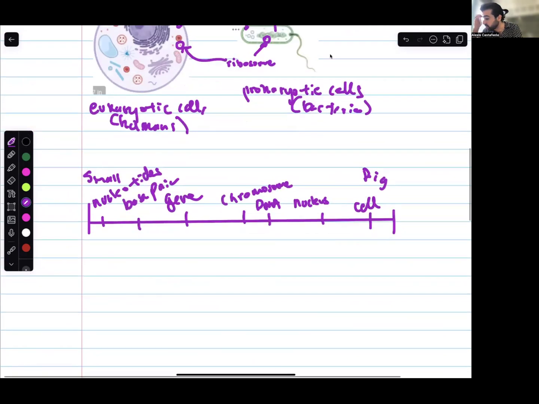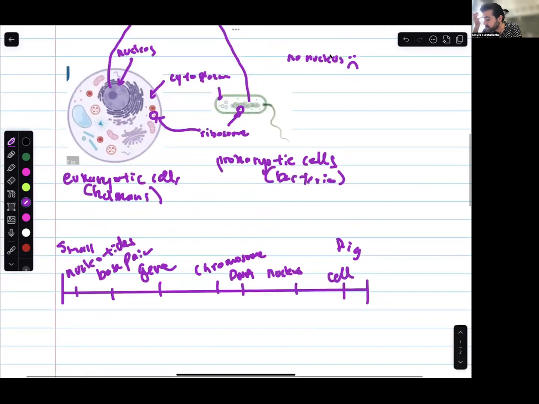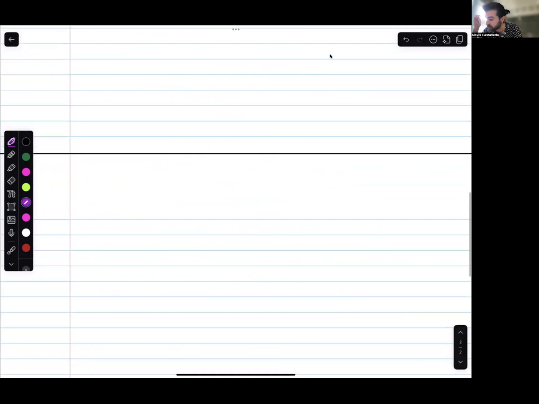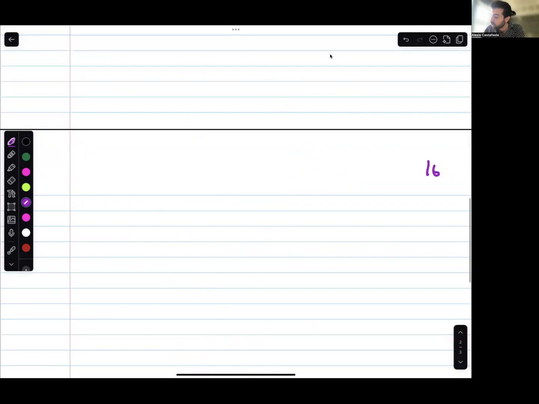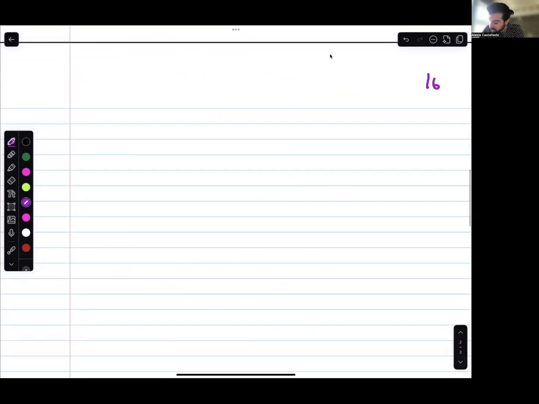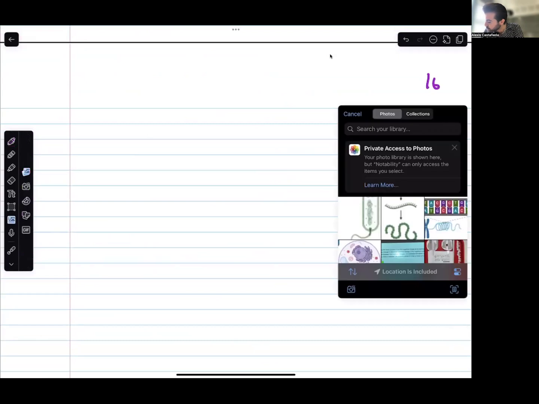Okay, so this is just to show you how this is going to work out. The next experiment that we're going to do, by the way, is on page 15 of your notebook. And this next one is going to be on page 16. So what we're going to do in this next lab is this. Let me add in this image.